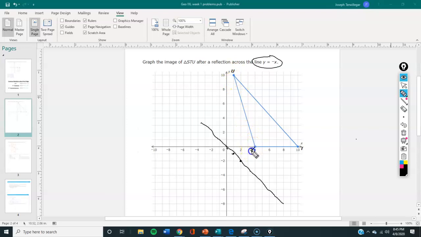And we're reflecting over it. So we draw these perpendicular to it, right? So I went 2 corner squares. 2 corner to corner squares.